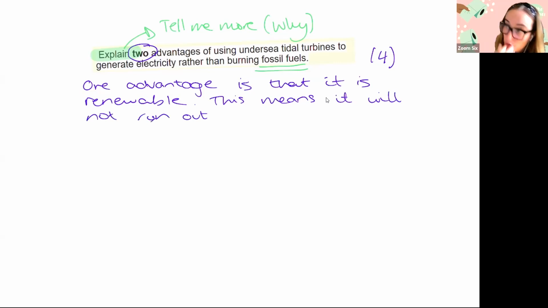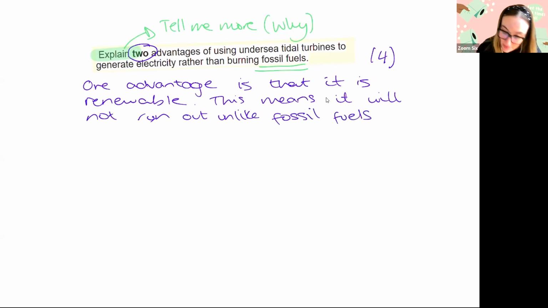And then what I could do, just to make my answer even tighter, is I could say, unlike fossil fuels, because they will run out, won't they? Now that would be worth 2 marks, because I have stated the advantage, then I've explained why it's an advantage.